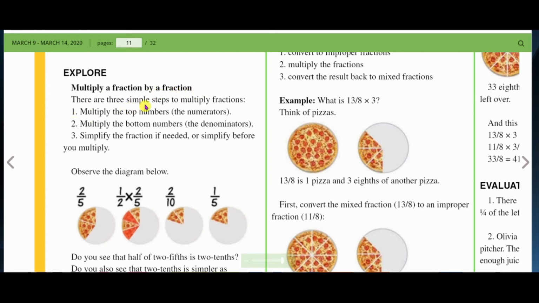There are three simple steps to multiply fractions. Step 1. Multiply the top numbers, the numerators. Step 2. Multiply the bottom numbers, the denominators. Step 3. Simplify the fraction if needed, or simplify before you multiply.